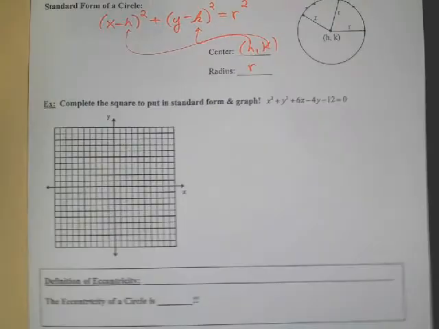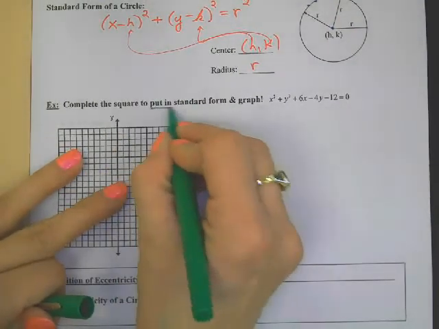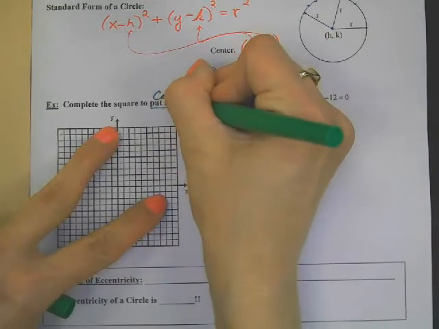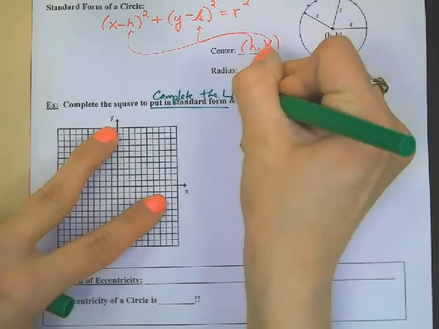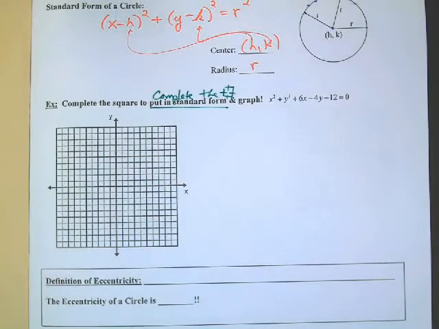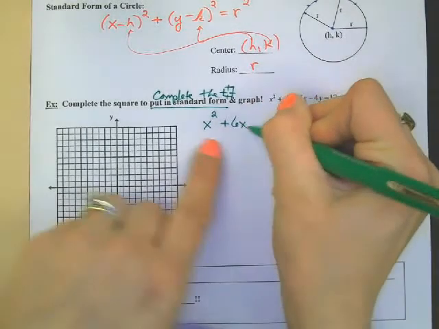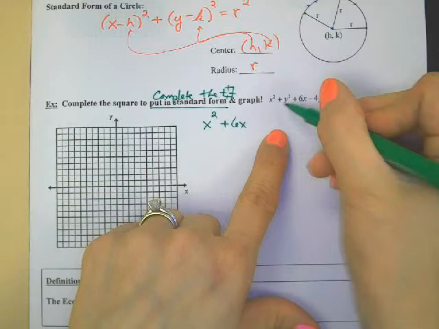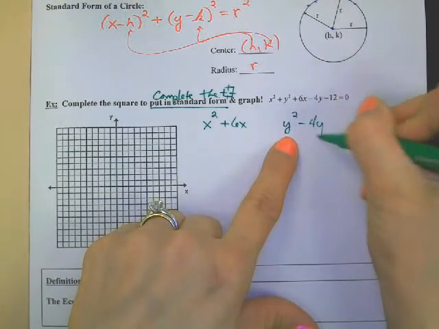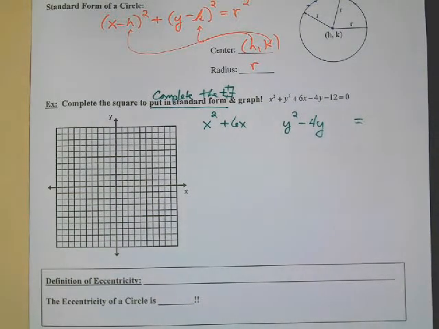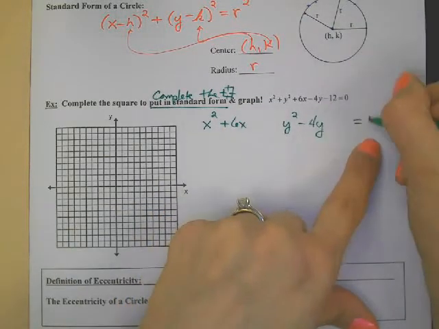And in order to put them in standard form, aka do what? Complete the square. Absolutely. Okay, so to complete the square, maybe we'll put the x terms next to each other, x squared plus 6x, and I'll leave some space. And then let's put the y squared minus the 4y next to each other. What about 12? Where should I put that one? Let's move it to the other side, make it a positive 12.